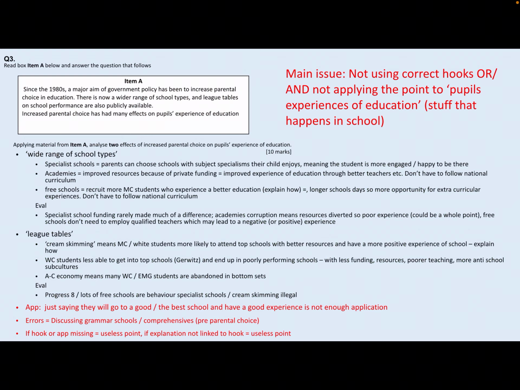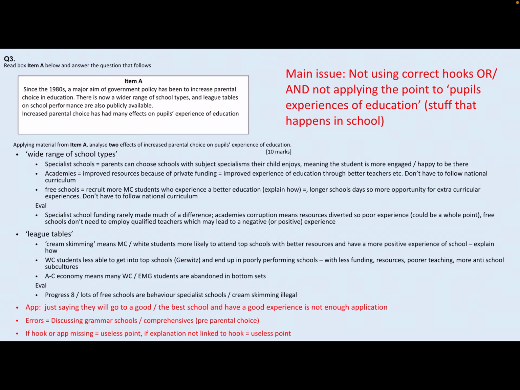You talked about academies, which meant improved resources because of private funding and support, which improves the experience of education through better teachers, resources, etc. They also don't have to follow the national curriculum, so you could explain why that might affect the experience of the students at that school.